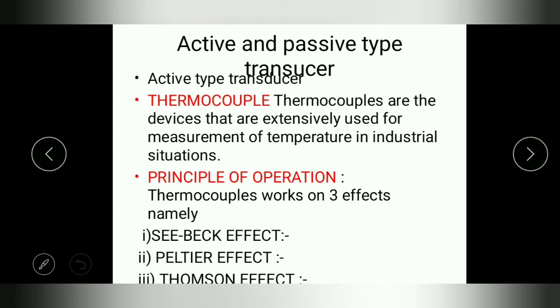So the thermocouple is based on some principle. The principle of operation of a thermocouple can be classified under three sections. Whether it may be working on the Seebeck effect, the Peltier effect, or the Thomson effect.